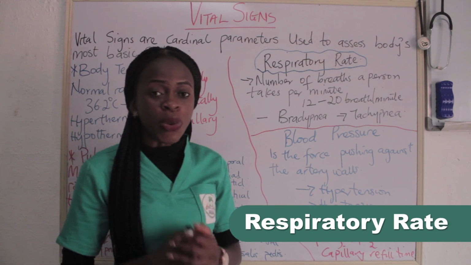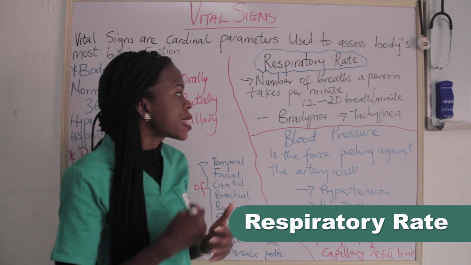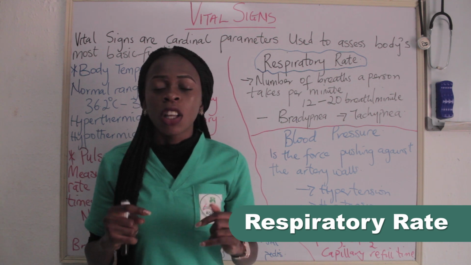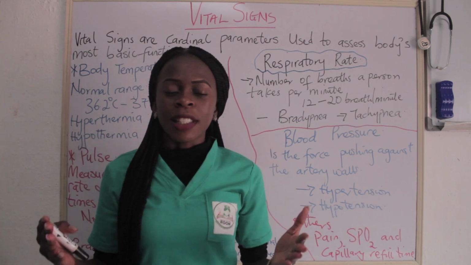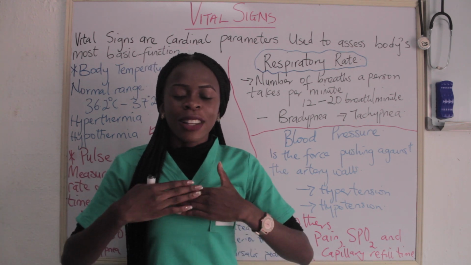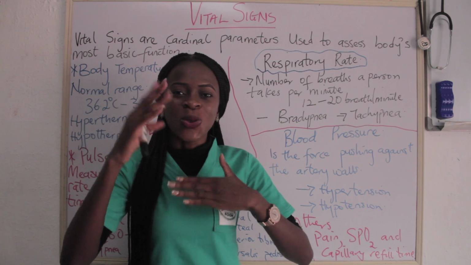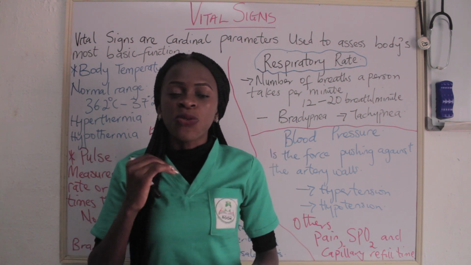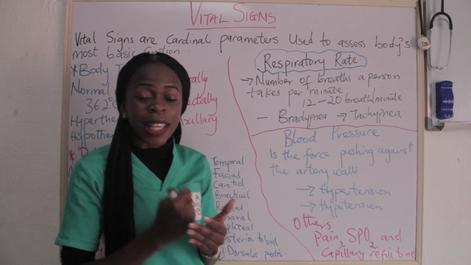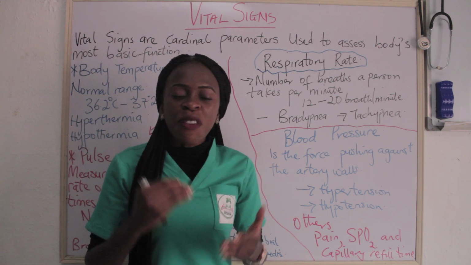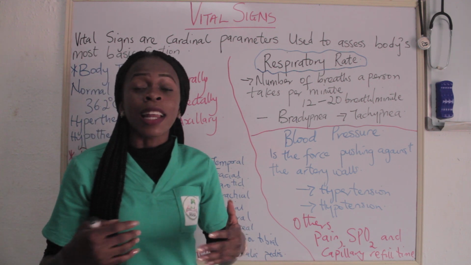The respiratory rate is the number of breaths a person takes per minute. Your respiratory rate is calculated: breathe in, out, 1, up, down, 2, up, down. You calculate for a minute. So your respiratory rate is what? The breath a person takes per minute. The normal respiratory rate is between 12 to 20 breaths per minute in an adult.